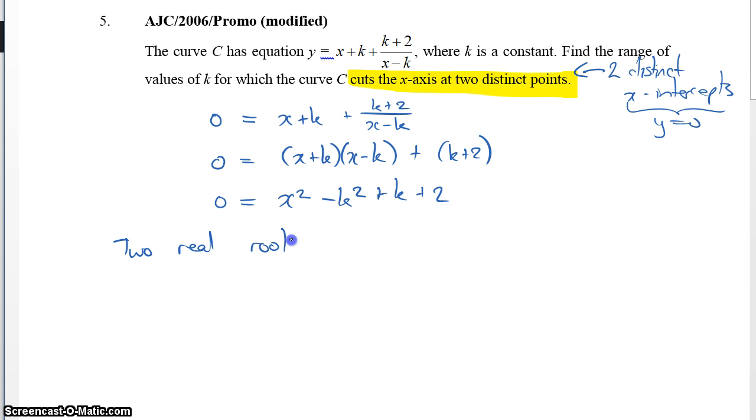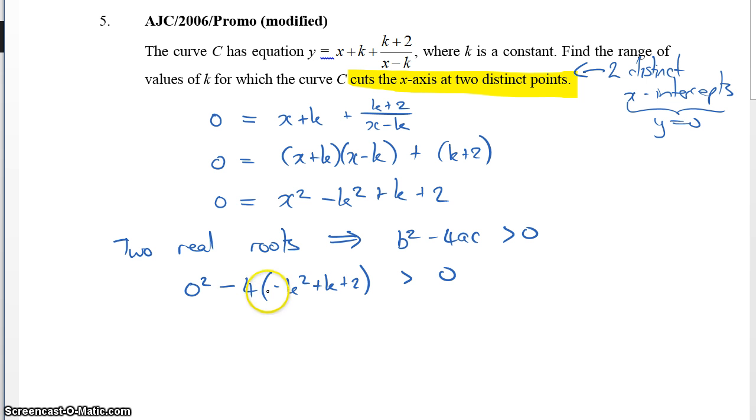Two real roots means that I want b² - 4ac to be bigger than 0. So what's b² - 4ac? Well, b in this case is 0, because there's no x term. So 0² - 4(-k² + k + 2), with a being 1, and I want this number to be bigger than 0. Expanding, I get 4k² - 4k - 8 has to be bigger than 0.